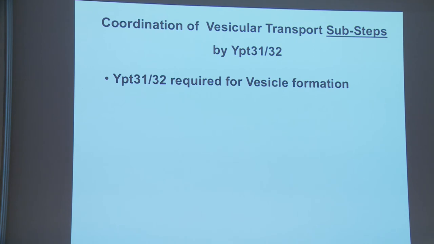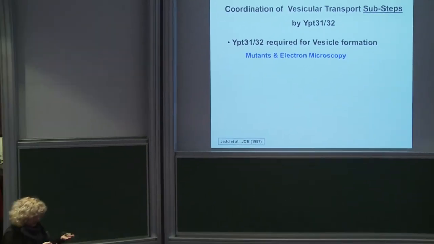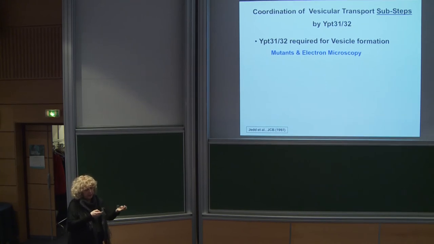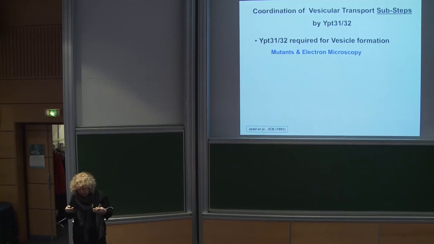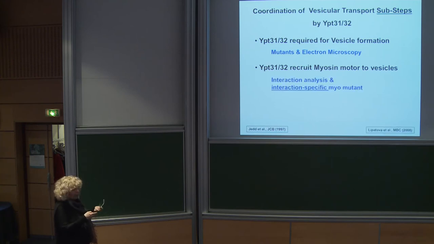I'm going to tell you that YPT31 and 32 are required for vesicle formation. We showed this using mutants and electron microscopy. Then we see which step they stop at, because mutants accumulate material from the step before the step in which they're blocked, okay? And whenever I say something, we showed it usually by interaction, first direct interaction, and then to show that they interact in the cells, and then to see what is the role of the interaction. So in this case, I'm just going to tell you one little story.